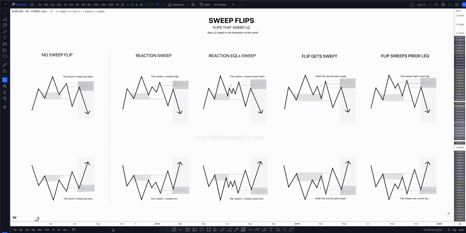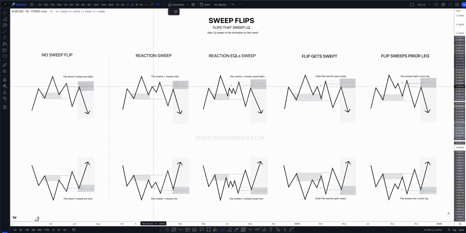Alrighty, so now we are simply going to look at flip zones that also sweep liquidity. It's the exact same concept, exact same theory of what we look for with the structure zones that sweep liquidity. We're simply looking for, did the flip sweep liquidity in the creation of the zone? Okay, did it grab some liquidity as it was being formed? That's it. Because remember, what's the reasoning we're doing behind that?